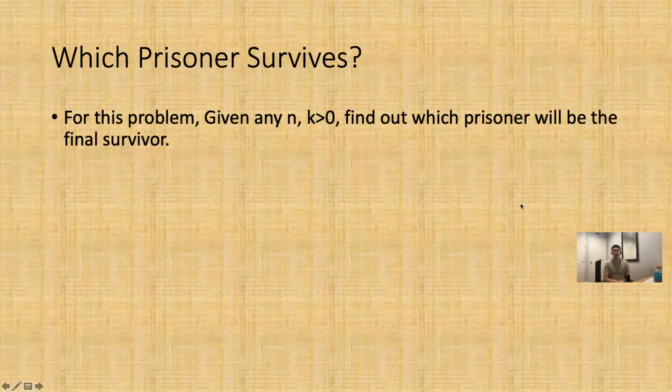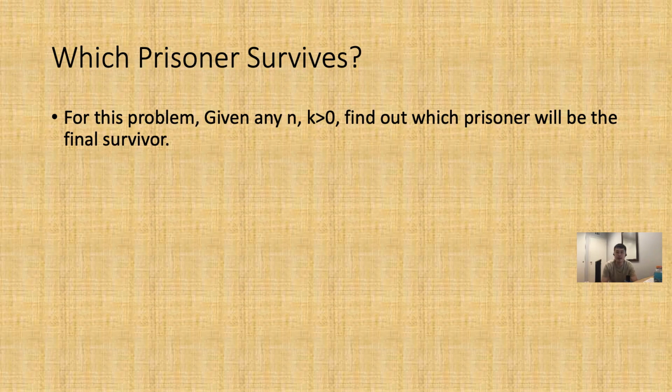The fundamental core and the fundamental problem of this algorithm is which prisoner survives. So for this problem, given any number of prisoners that we enter into the function parameter, and given any kill counter, which is the nth prisoner we have to kill, that's greater than 0, find out which prisoner survives from the execution.